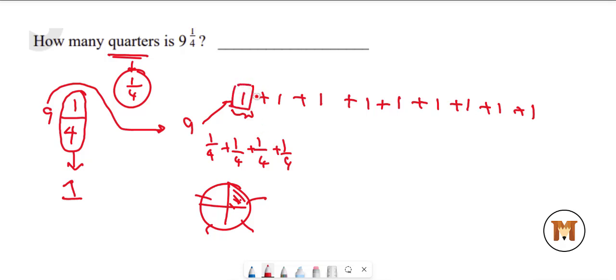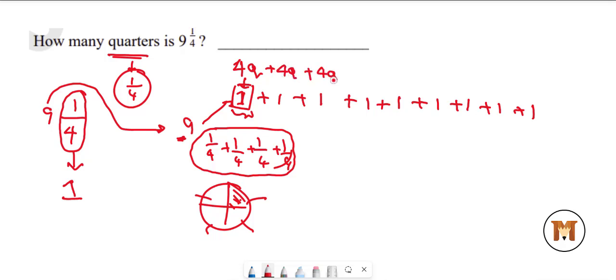So what you need to do is have this many quarters, 9 times, to make 9. You need 4 quarters to make 1. Same like that, you need 9 times of it. You need another 4 quarters, another 4 quarters, another 4 quarters. Likewise, 9 times this should be repeated.